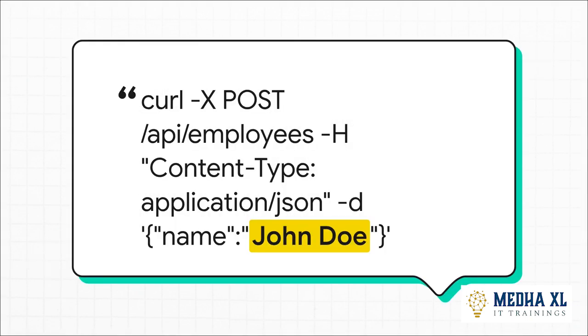So, what are we looking at here? Well, -X POST just tells curl we're making a POST request. Then we give it the full URL to our endpoint. The -H part sets the content type header, which is our way of telling the server, hey, I'm sending you some JSON. And finally, -d has the actual JSON data for our new employee, John Doe.